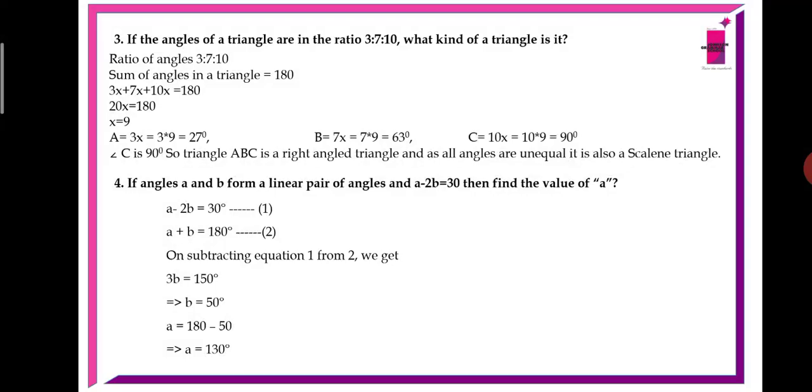So subtracting equation 1 from 2, we get 3B equals 150 degrees, as both A's will cancel and you will get A plus B minus A plus 2B, which gives 3B equals 180 minus 30, 150 degrees. So B equals 150 by 3, which equals 50 degrees. Now substitute the B value in equation 2, you will get A plus 50 equals 180 and A equals 180 minus 50. Therefore A equals 130 degrees.